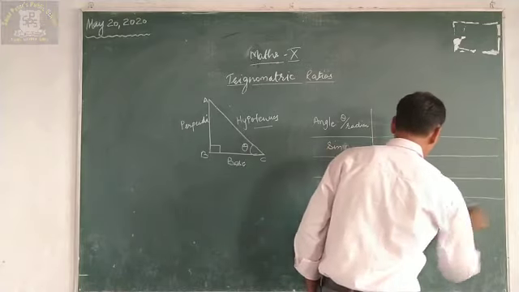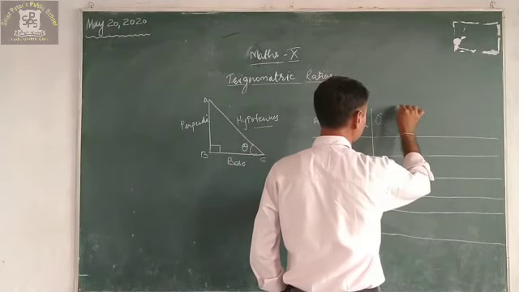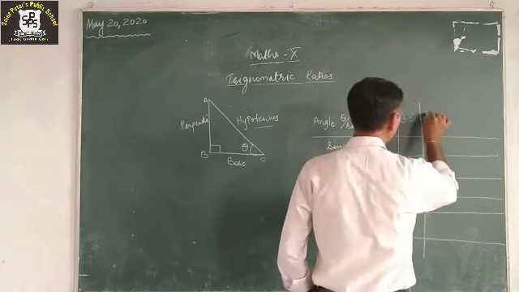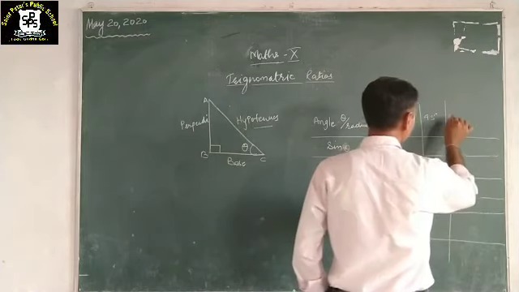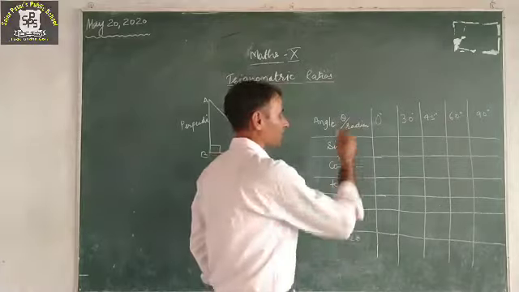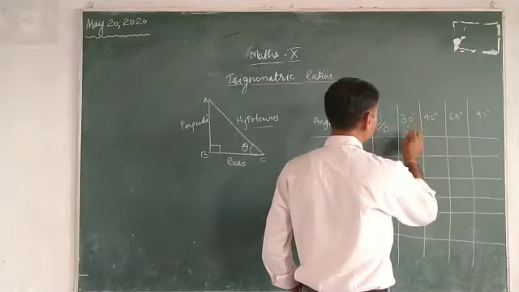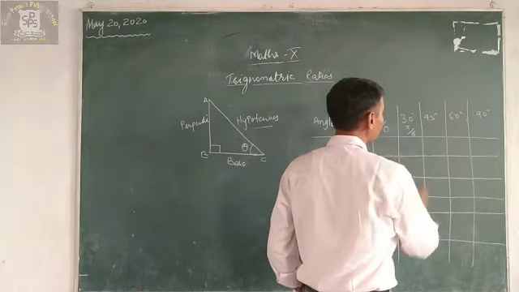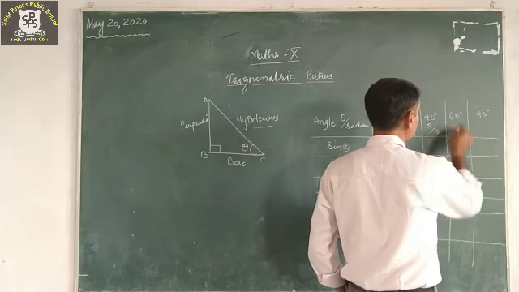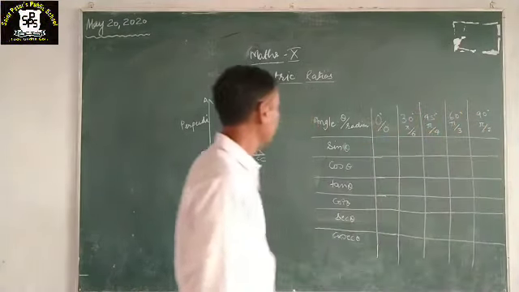So the values of theta in our syllabus are 0 degree, 30 degree, 45 degree, 60 degree and 90 degree. 0 degree can also be written as 0 radian. 30 degree we can write as pi by 6 radian, 45 degree as pi by 4 radian, 60 degree as pi by 3 radian, and 90 degree is pi by 2 radian.